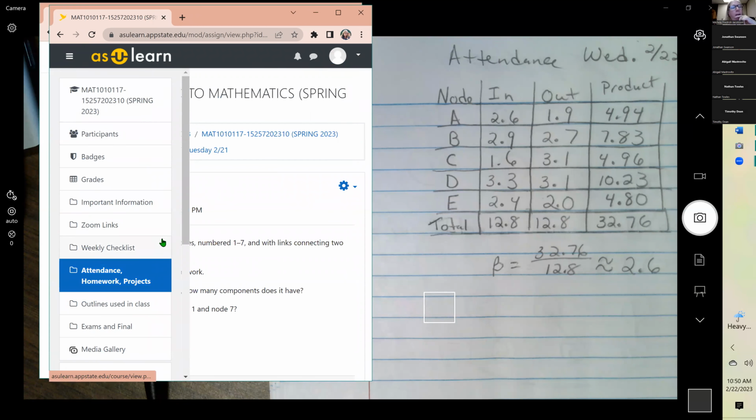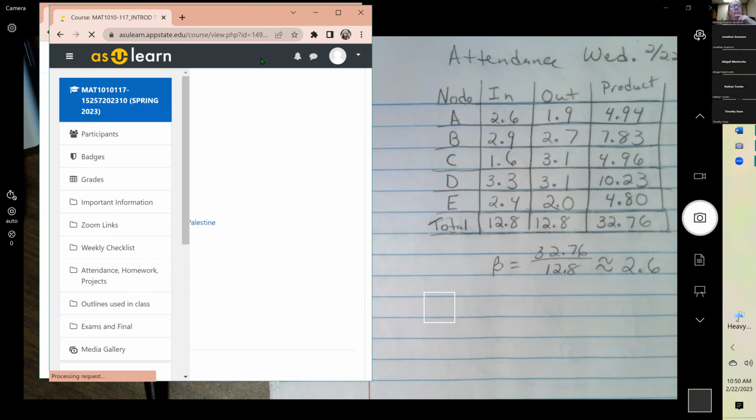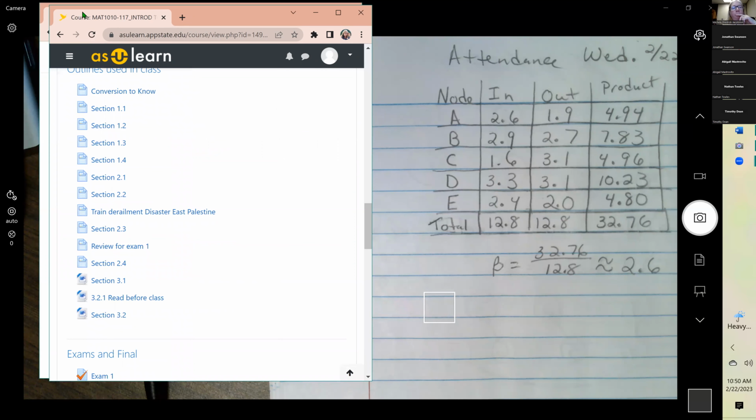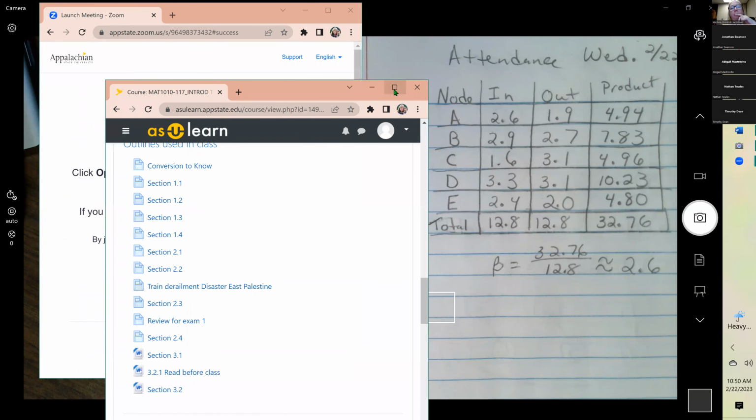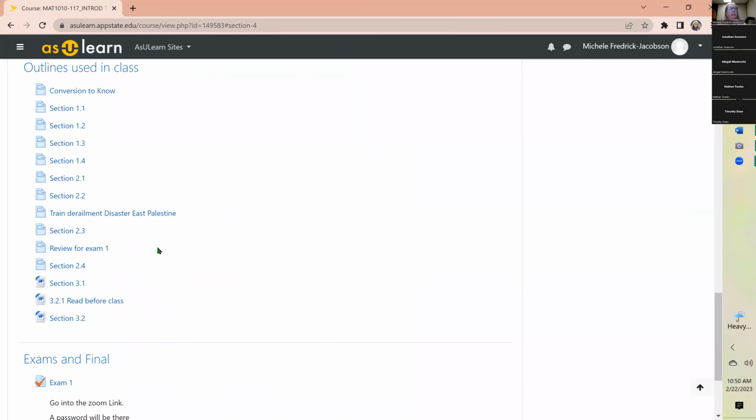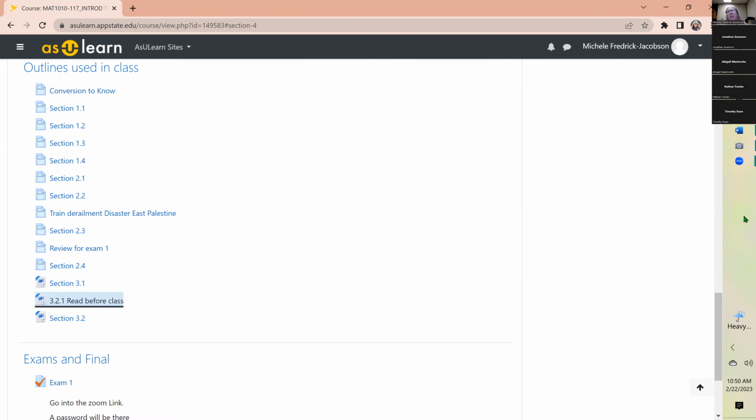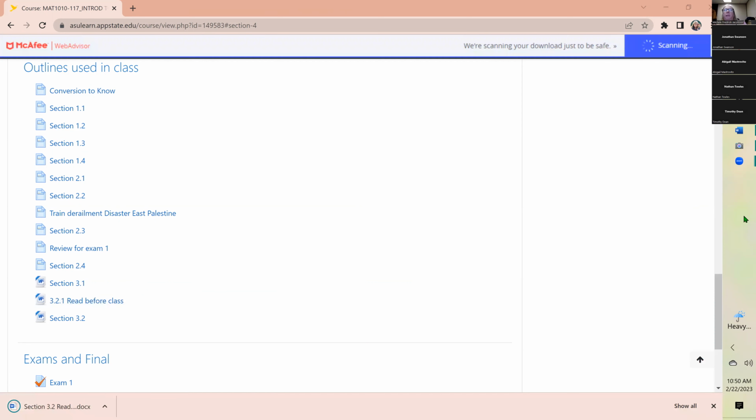Okay. Under outlines used in class, which is where all the outlines I have for you are. I had also emailed it. You want to read this? We did the problem, so it's not. We'll start it next class, but I want you to read this before class. It's something you should read, and then we can just talk about it and go over it quickly.